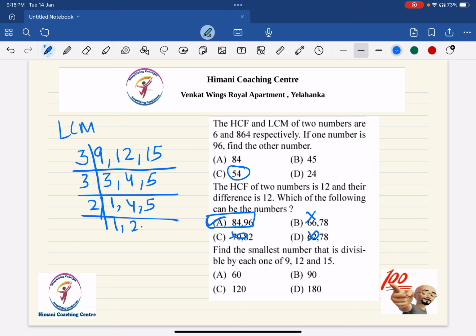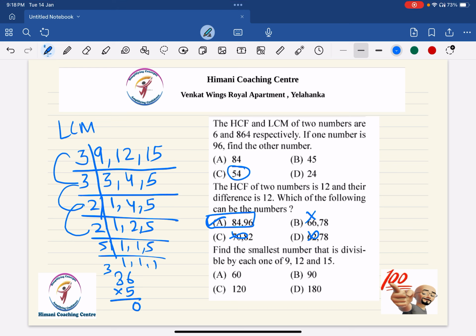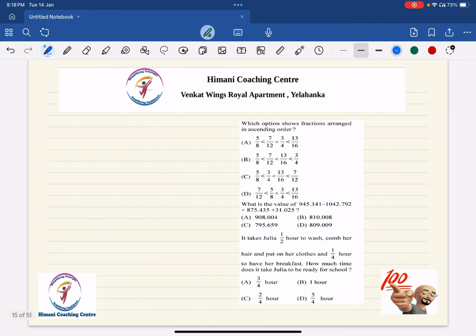Then 2 ones are 2, 2 twos are 4, 5 not divisible, again 2, and then comes 5. Okay, so now we have to multiply. 3 into 3 is 9, 9 into 2 is 18, 18 into 2 is 36, and 36 into 5: 5 6s are 30, 3 carry over, 5 3s are 15, and 3 is 18, so 180. Okay, students, now let us move to the next question.